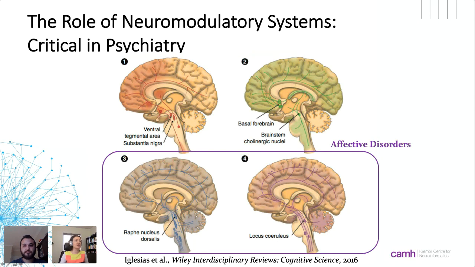In the context of affective disorders, we are particularly interested in understanding the interactions between the serotonergic system that is displayed here on the left, as well as the noradrenergic system that is displayed on the right. How can we use mathematics to understand these complex interactions between neuromodulatory systems?